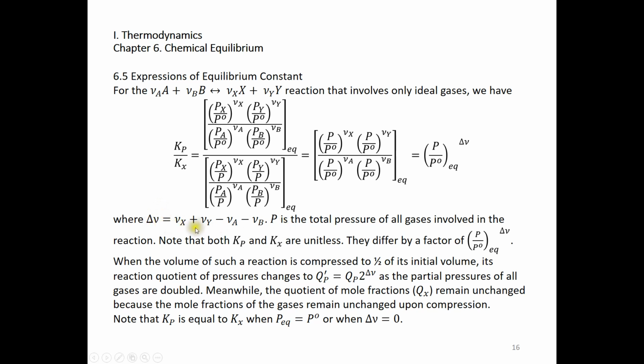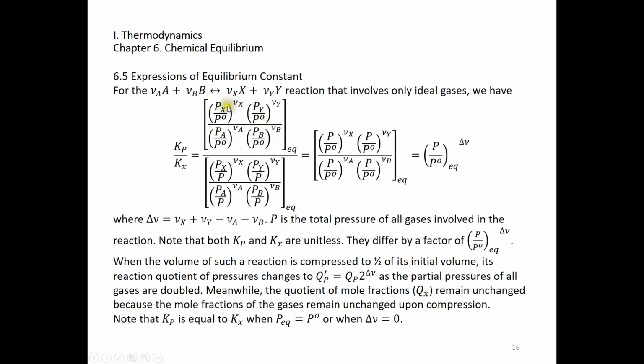Delta nu is the change of the stoichiometric coefficients over here, and P is the pressure of the system. Actually it is the total pressure of all ideal gases involved in this reaction, because the pressure of the entire system is the sum of the partial pressures of these 4 species. And again, we have this simple relationship between K sub P and K sub X. If you know the total system pressure, just plug it in here, and if you know delta nu, plug it in here. We will be able to get the relationship between K sub P and K sub X.